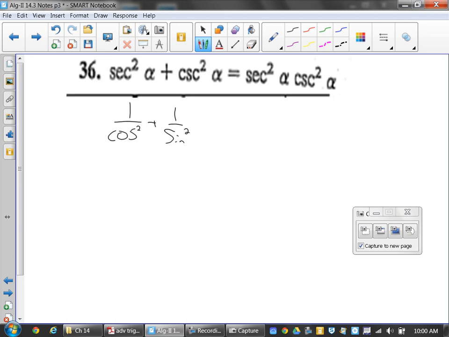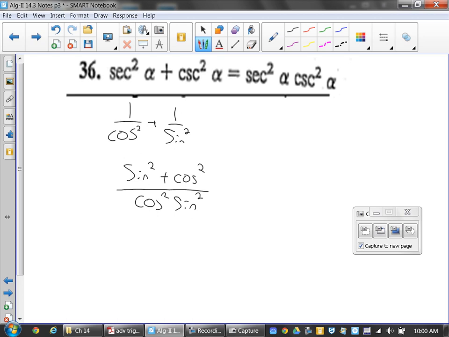And then I do that thing. What's that thing? What is it going to be? It's going to be sine squared plus cosine squared on top. Very good. And what's sine squared plus cosine squared?